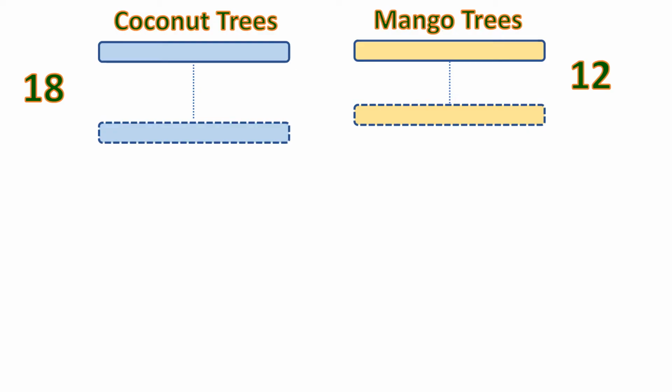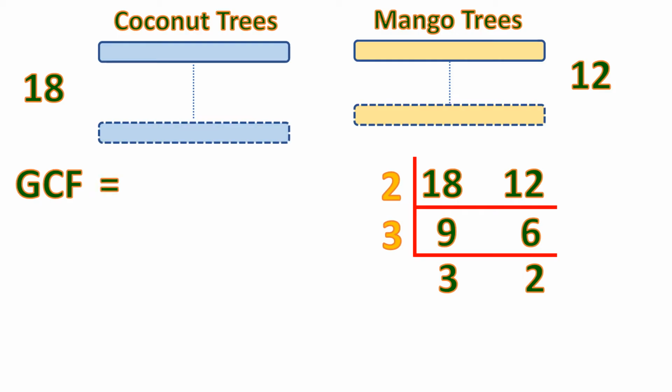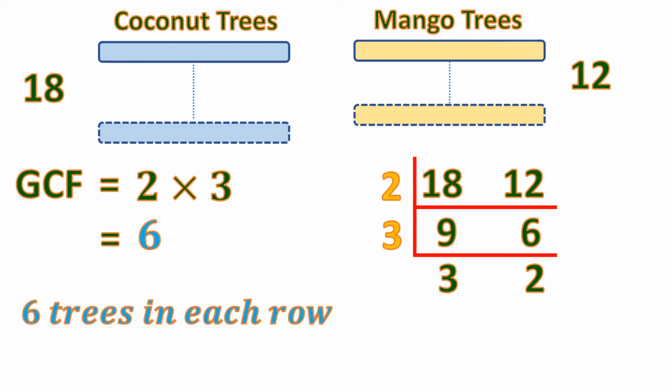So let's use continuous division to find the greatest common factor. We have 18 and 12, and both are even numbers, so they can be divided by 2. 18 divided by 2 is 9. 12 divided by 2 is 6. So let's continue. 9 and 6 are divisible by 3. 9 divided by 3 is 3. 6 divided by 3 is 2. Now let's get the greatest common factor. We multiply those numbers at the left. So 2 times 3 is 6. So there are 6 trees in each row.